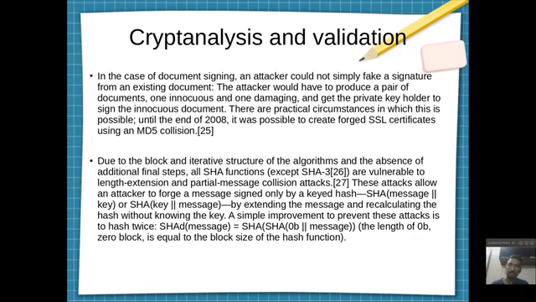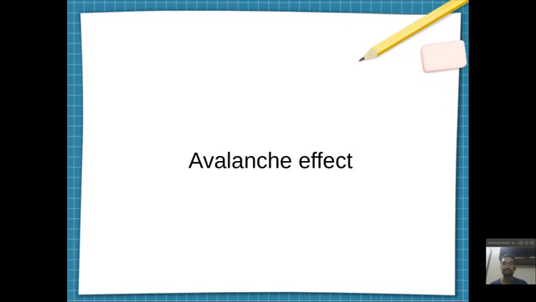Until the end of 2008, it was possible to create forged SSL certificates. But due to the block and iterative structure of the algorithms and the absence of additional final steps, all SHA functions are vulnerable to length extension and partial message collision attacks. These attacks allow an attacker to forge a message signed only by a keyed hash. A simple improvement to prevent these attacks is twice hashing: SHA(SHA(message)). That is what it is.